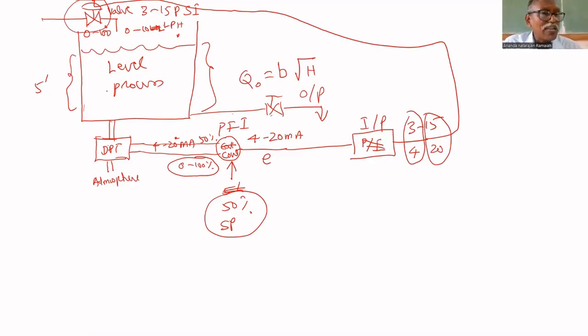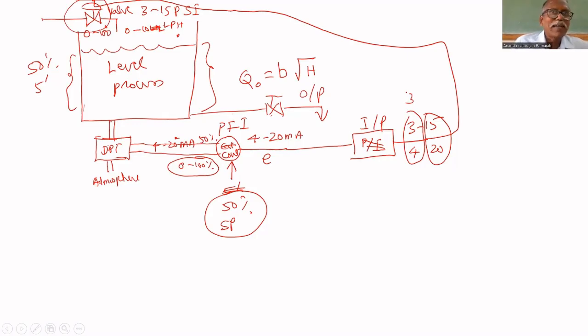So I want to control the level at 50%. I am measuring the actual level, which is given in terms of 4 to 20 milliamps. The controller reads in terms of percentage. The set point is given as 50%. Both are 50%, that's why the controller output is 4 milliamps, and that's why the I to P output is 3 psi. Therefore, the valve is closed.